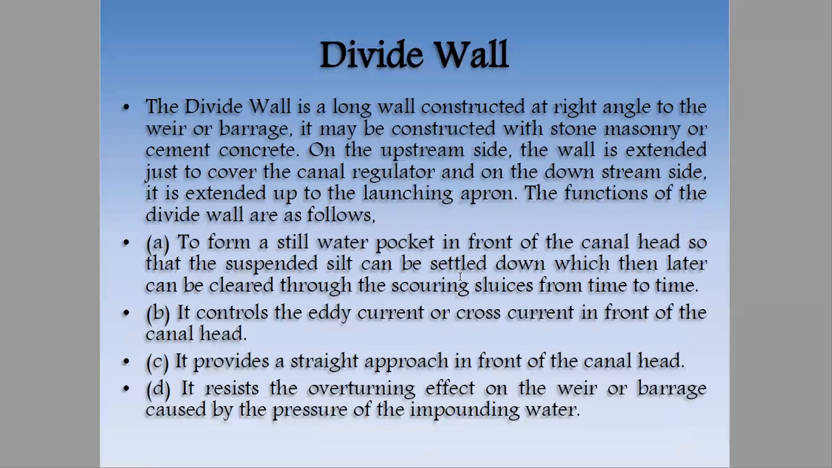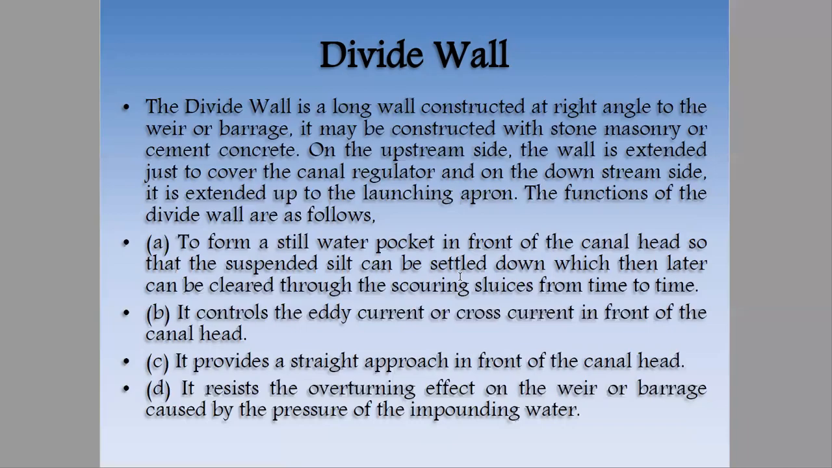This is constructed along right angle to the weir, which means perpendicular to the weir or barrage. It may be constructed with stone masonry or cement concrete. On the upstream side, the wall is extended just to cover the canal regulation on the downstream side. Okay, why is it required?